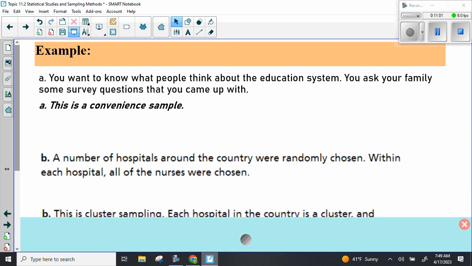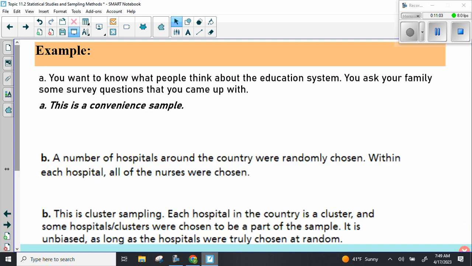All right. So what are each of these different kinds of samples? You ask your family some survey questions, right? That's a convenience sample. You didn't go out and try to get a representative sample from the population, right? You just asked your family. So you're probably going to get some bias in there, right? If your parents are teachers, maybe they would not feel good about this, or maybe they would. You know what I mean?